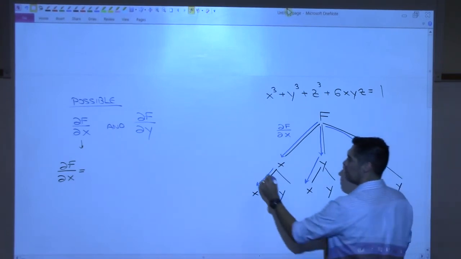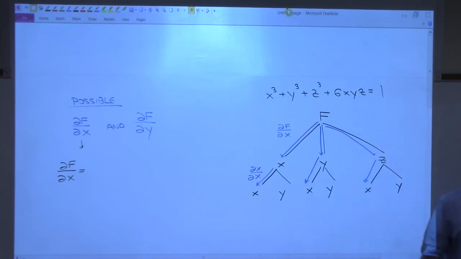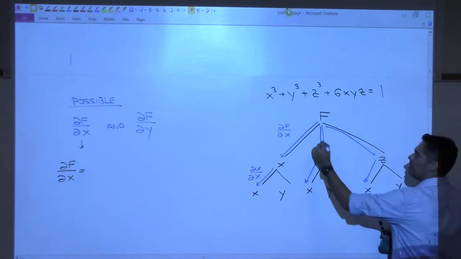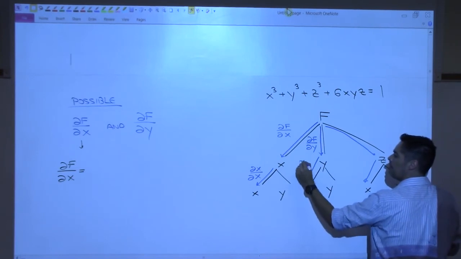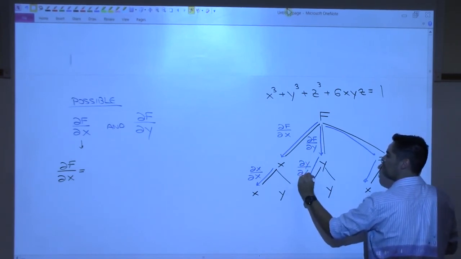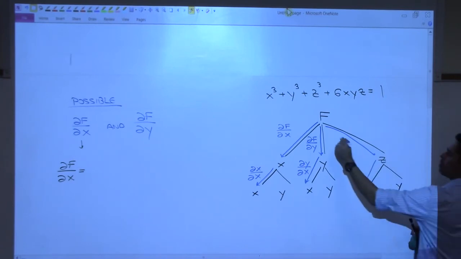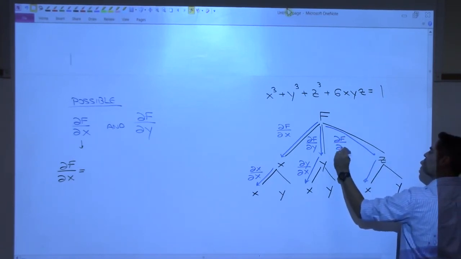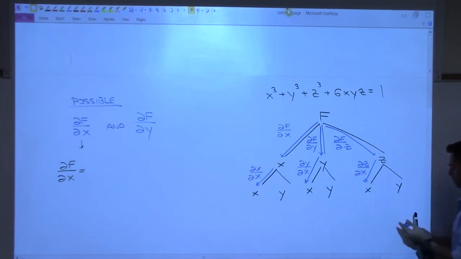Partial x with respect to x. That's like dx dx. What's dx dx? It's 1. But that's not going to matter. We'll get to that later. Then I come down here, partial capital F with respect to y, and then partial of y with respect to x. Yeah? And then this one, partial capital F with respect to z, and then partial z with respect to x. So it's very similar to what we did before.